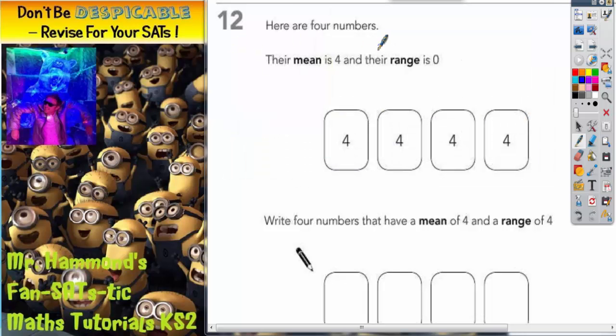Question 12. Here are four numbers. Their mean is 4 and their range is 0. Well, let's check out what this actually means.